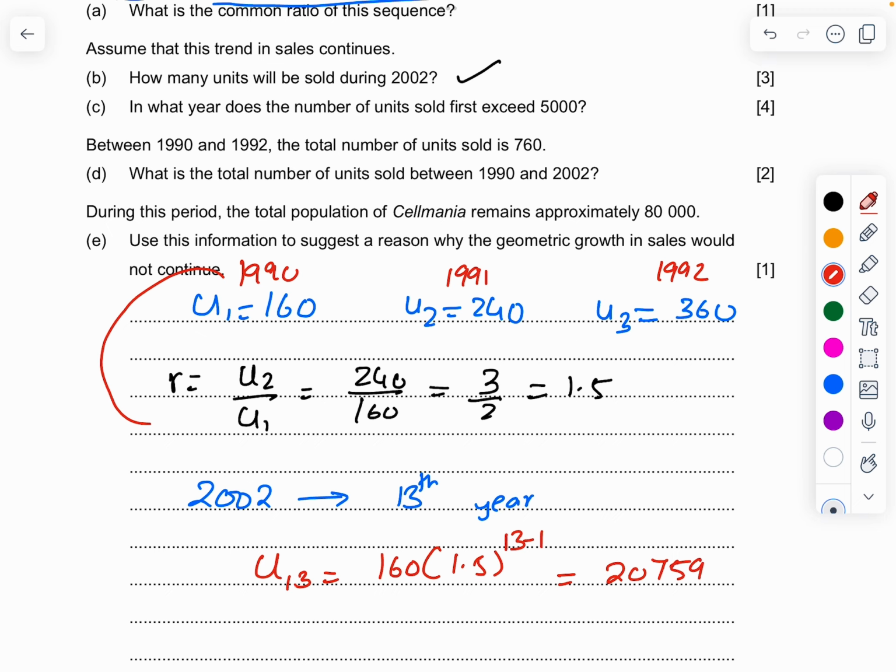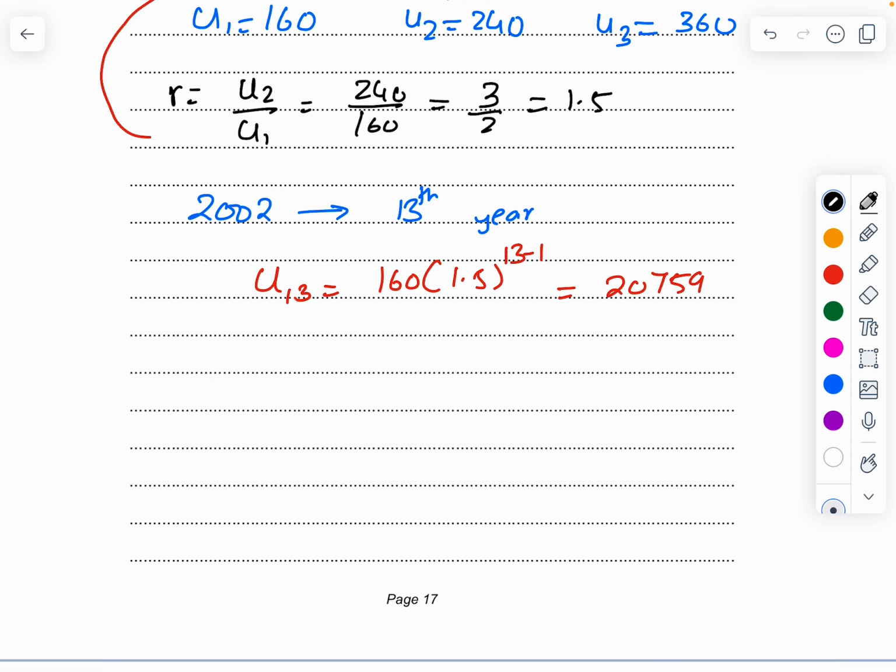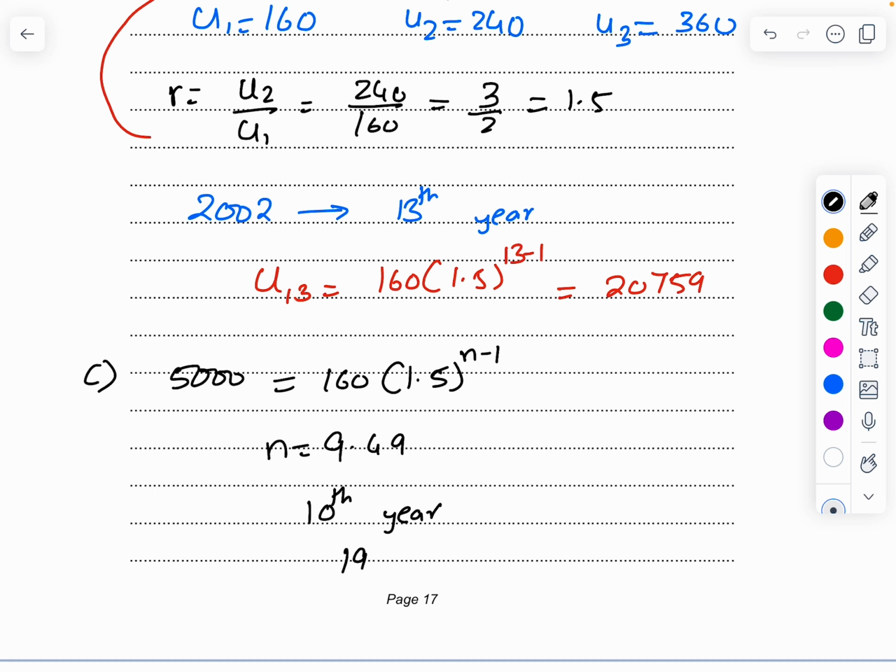In what year does the number of units sold first exceed 5,000? So 5,000 equals 160 times 1.5 to the power of n minus 1. Use the calculator, you will be getting 9.49. So it's going to be the 10th year. 10th year means 1999. Don't forget to write the year.